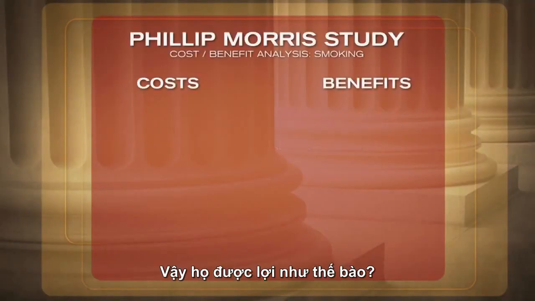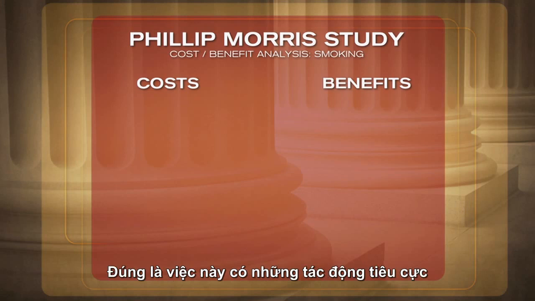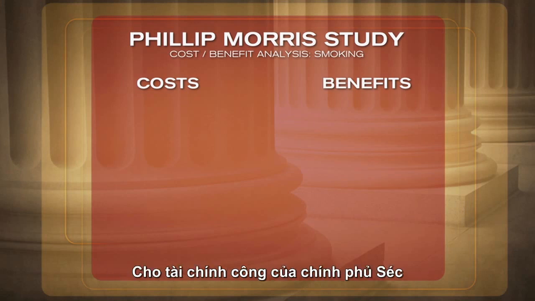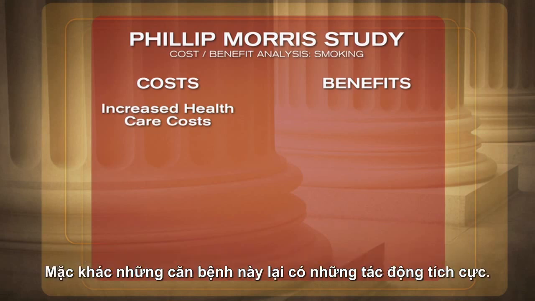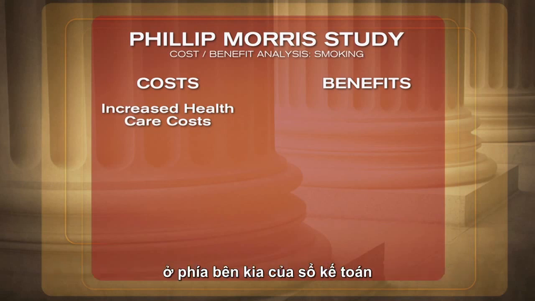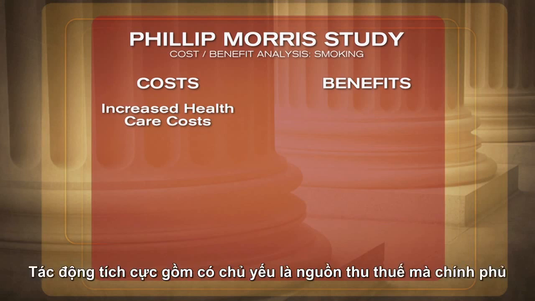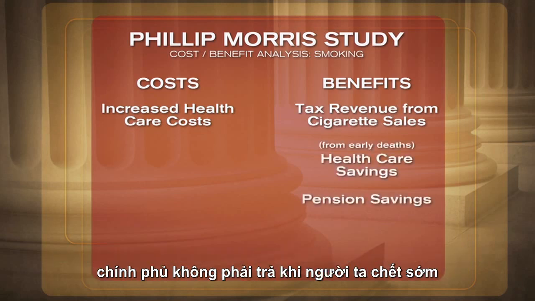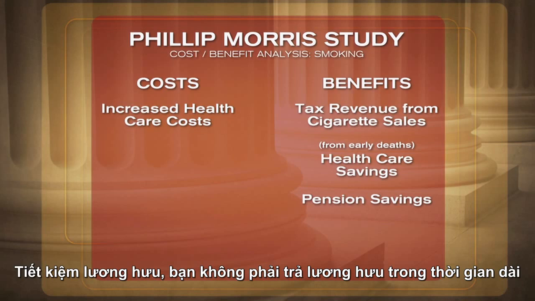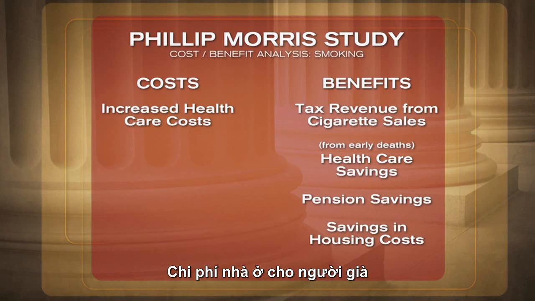Now, how do they gain? It's true that there are negative effects to the public finance of the Czech government because there are increased healthcare costs for people who develop smoking-related diseases. On the other hand, there were positive effects, and those were added up on the other side of the ledger. The positive effects included, for the most part, various tax revenues that the government derives from the sale of cigarette products, but it also included healthcare savings to the government when people die early, pension savings, you don't have to pay pensions for as long, and also savings in housing costs for the elderly.